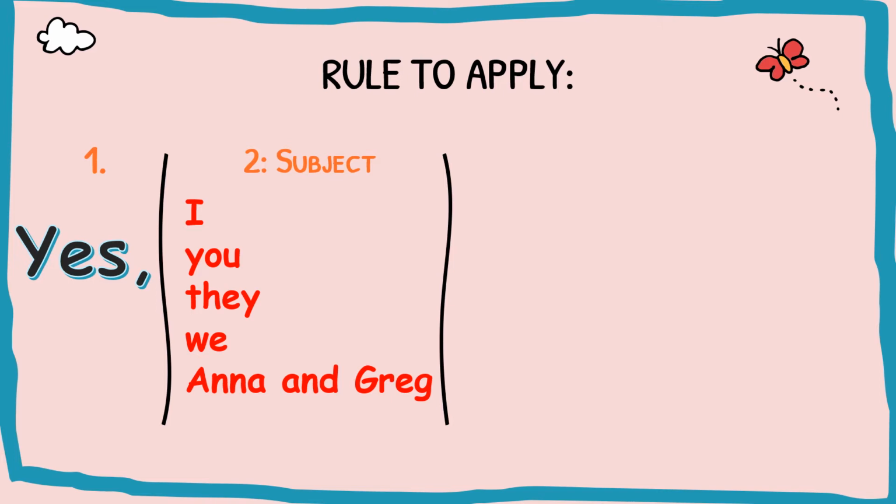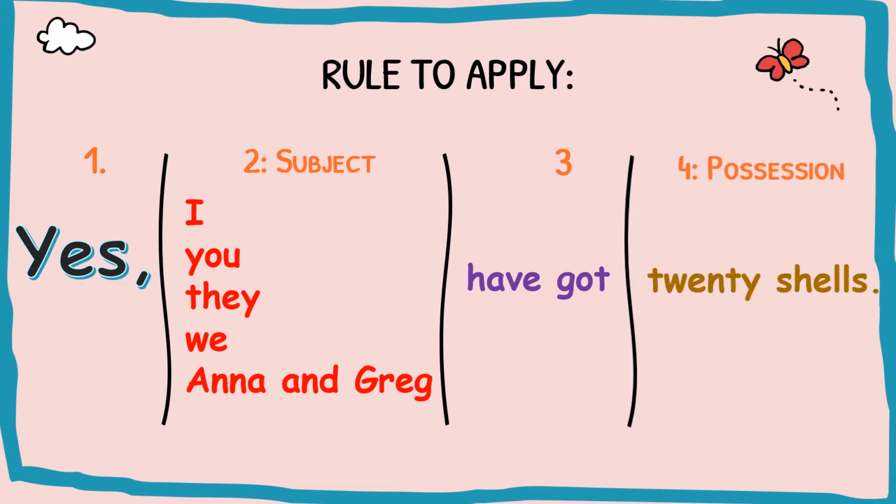For have got, we use I, you, they, we, or names such as Anna and Greg. Next, place in the verb have got. And finally, the possession in question. Here, the possession is 20 shells. Let's try to form an answer using the table given. Let's bring in yes first.